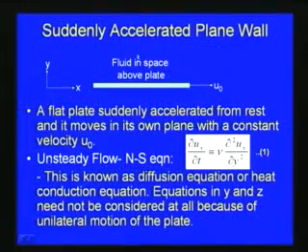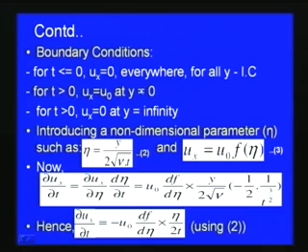At a large distance away from the plate, you can see that the velocity will be 0. So, only at the plate location do we have t greater than 0 and ux equal to u0; otherwise, at a large distance, at y is equal to infinity, ux equal to 0. Now we use these boundary conditions to derive a solution for this problem.